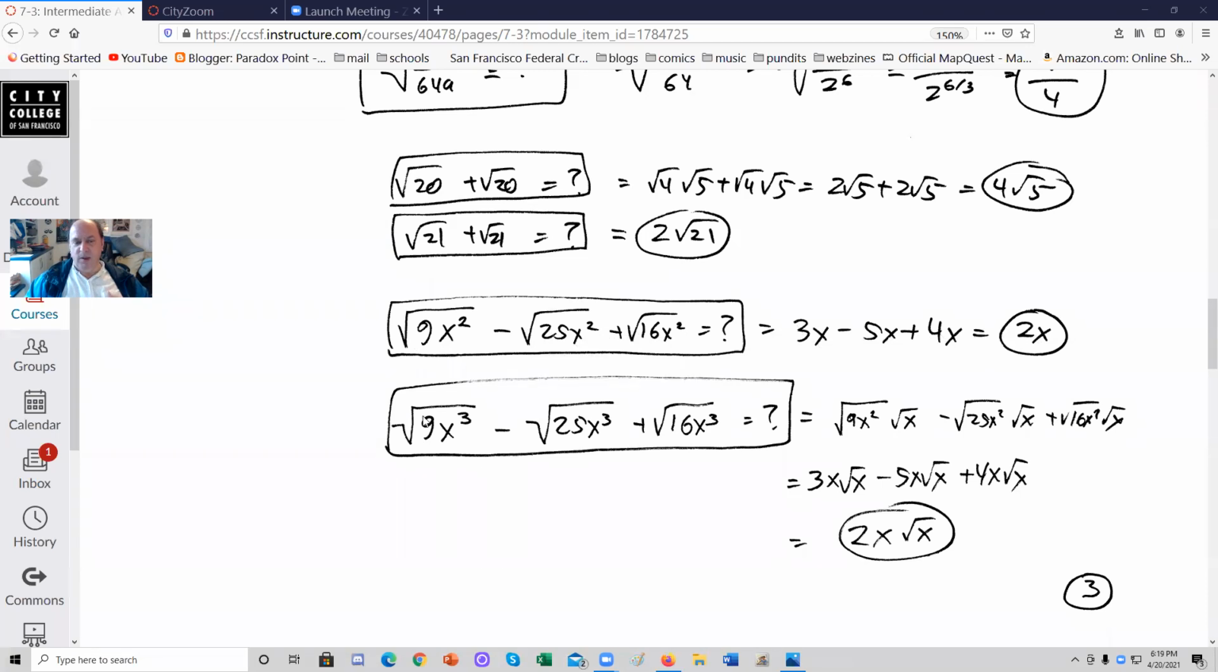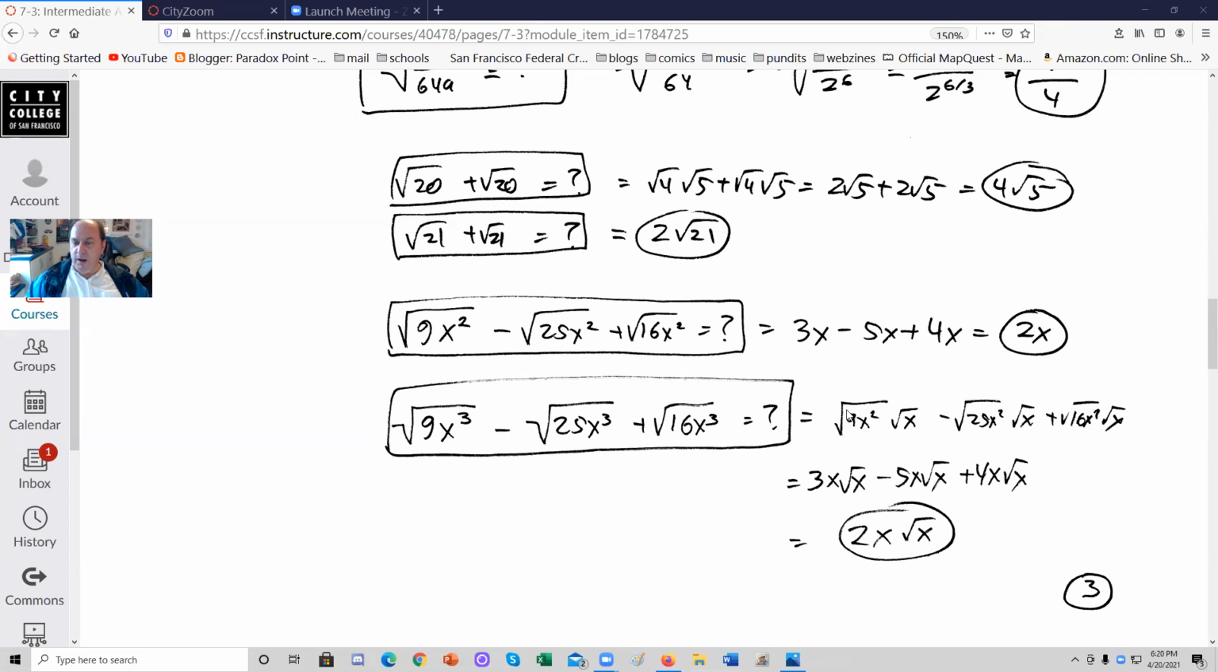Here, very similar, only it's square roots of x cubed running on. So 9x cubed. Its largest square factor is 9x squared. 25x cubed, its largest square factor is 25x squared, root times root x. Largest square factor of 16x cubed is 16x squared. So root 16x squared root x.